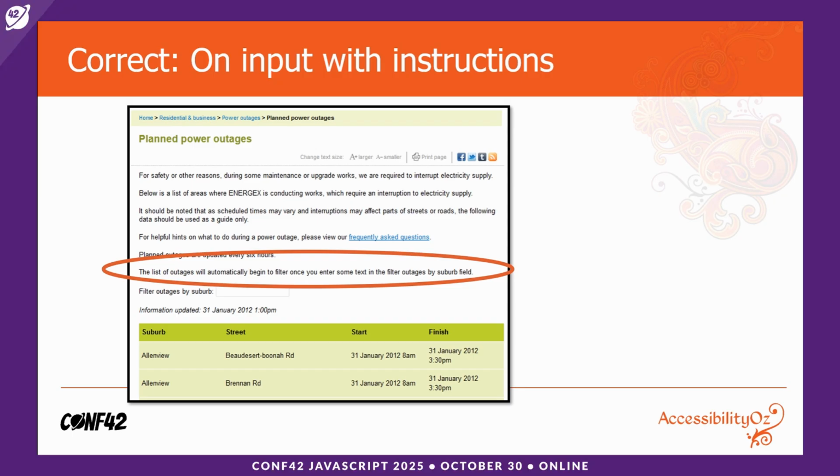So here it says, the list of outages will automatically begin to filter once you enter some text in the filter outages by suburb field. And the field is immediately after that text.